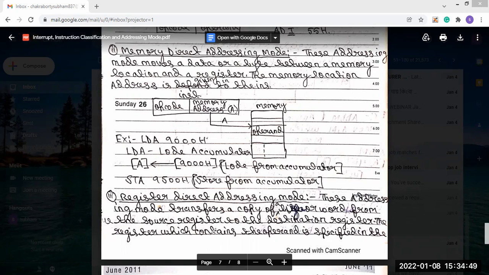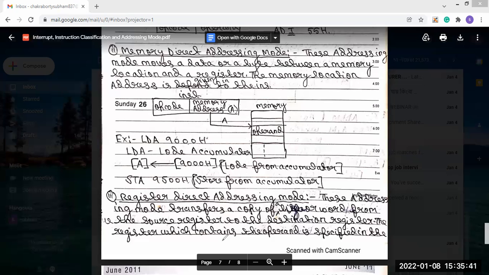In this addressing mode, a copy of a byte or a word is transferred from the source register to the destination register. The register which contains the operand will be specified in the instruction, and those instructions will be executed very fast, but the register space is very limited, because in our systems we have a small number of registers. Register cost is high, so that's why we have a small number of registers, and register space is also low.